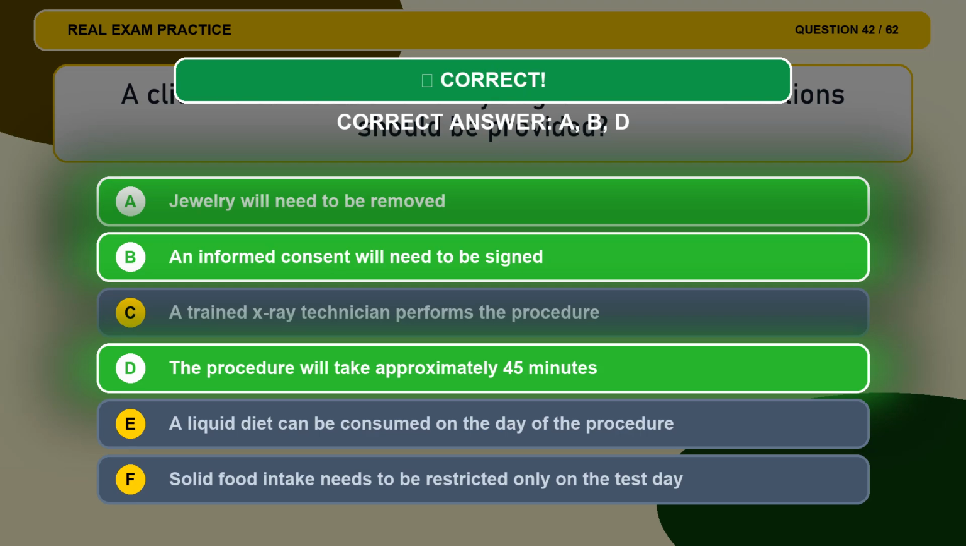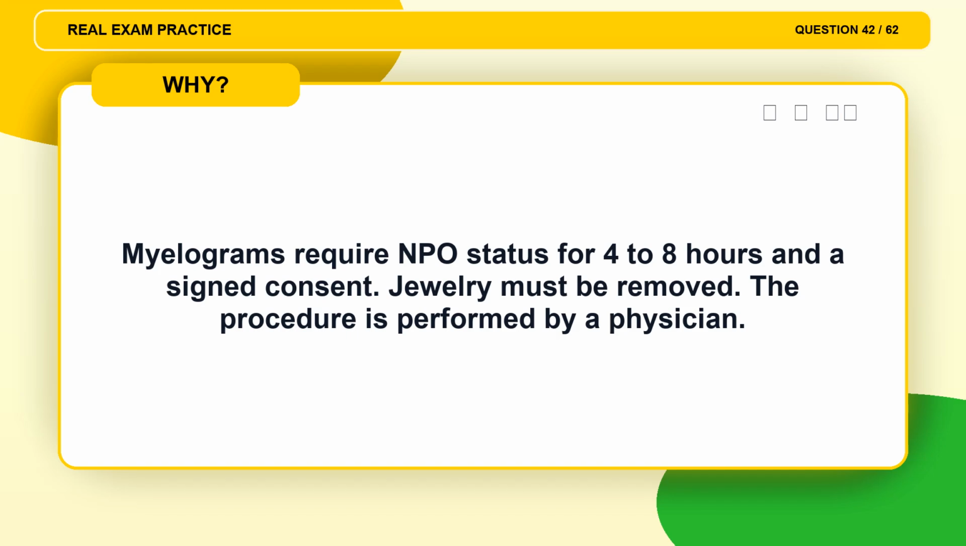The correct answers are options A and B and D. Jewelry will need to be removed. An informed consent will need to be signed. The procedure will take approximately 45 minutes. Myelograms require NPO status for 4 to 8 hours and a signed consent. Jewelry must be removed. The procedure is performed by a physician.